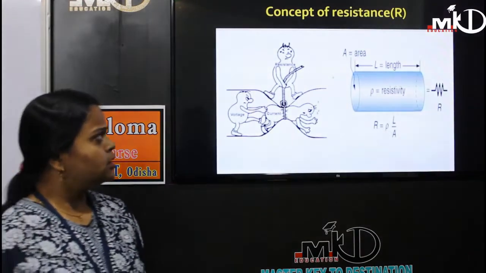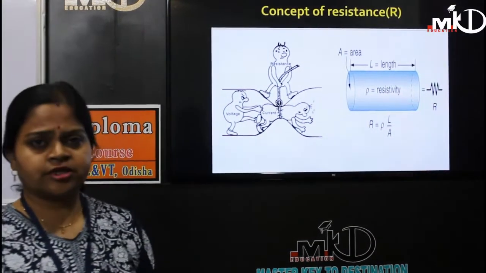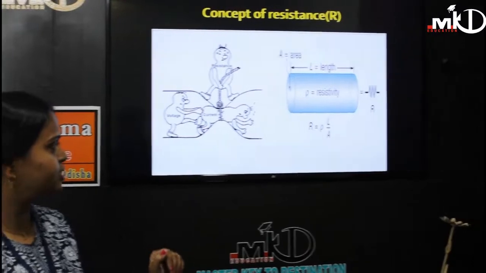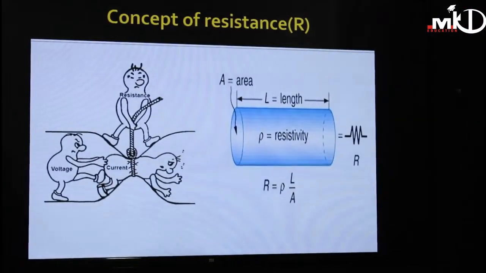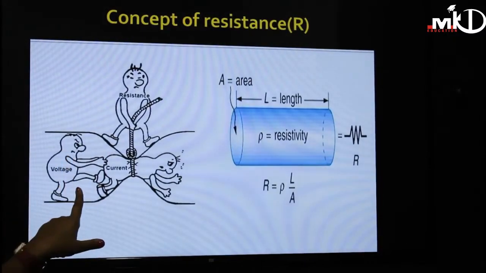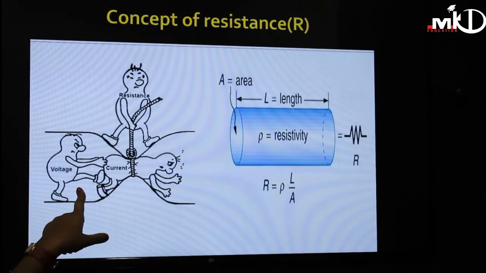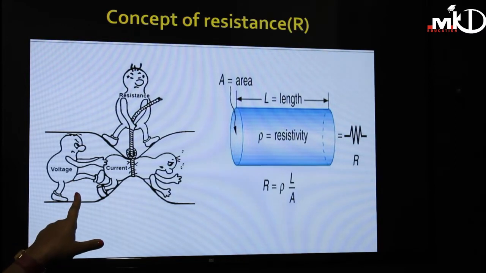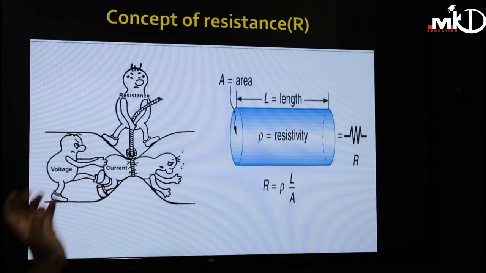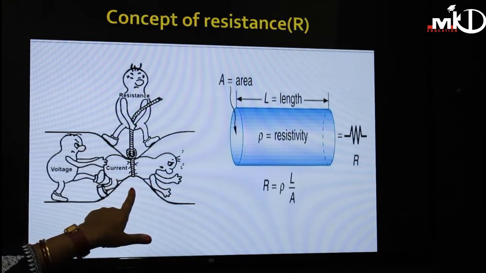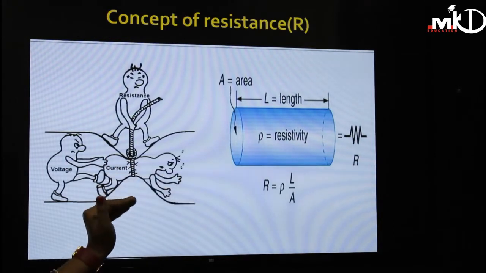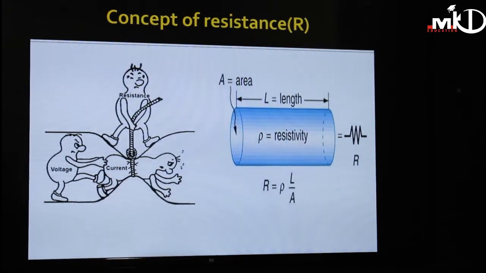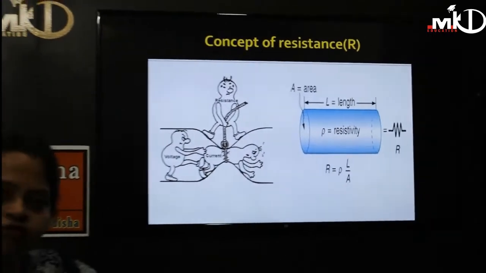Now move on to the concept of resistance. What is resistance? As you can see here, this is the figure for the concept of resistance. Here we are applying voltage, which I told you about in the last class. Voltage is simply the electrical pressure. We are giving some pressure or force, so the charge will move, and that movement is current.